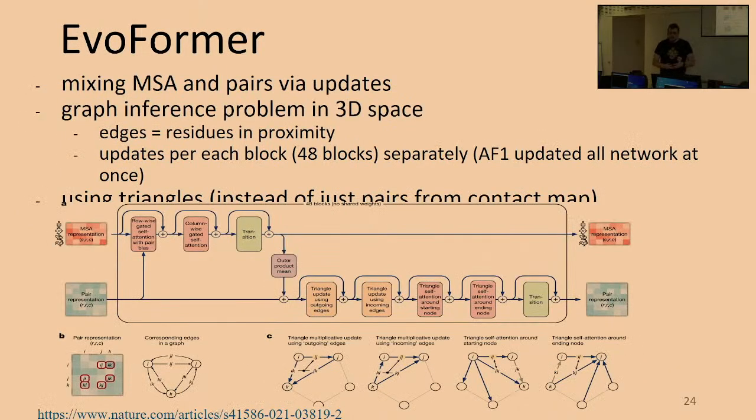And the combination is done in multiple places. One thing which is quite clever as well is the usage of triangles, not only pairs, but triangles, to come up with more precise distances between individual amino acids coming from the multiple sequence alignment, by making these triangle inequalities that show that, okay, these two pairs are somewhere, so how does the last pair compare to them? So this helps to make the structure self-consistent and useful.